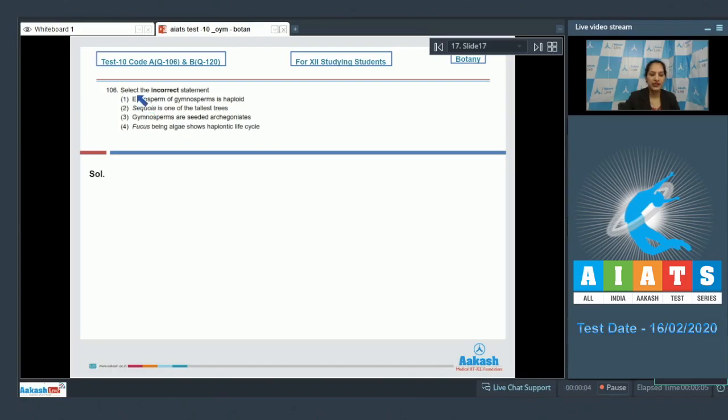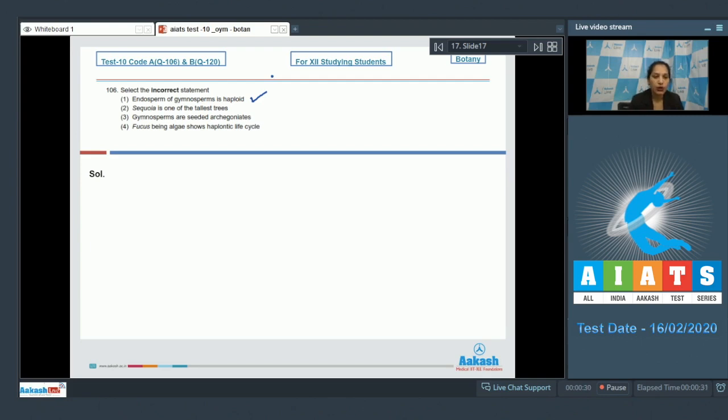Question number 106. Select the incorrect statement. Endosperm of gymnosperms is haploid. It is correct that the endosperm of gymnosperms is haploid as it is formed before fertilization. So the female gametophyte of gymnosperms is also called endosperm, which is haploid.